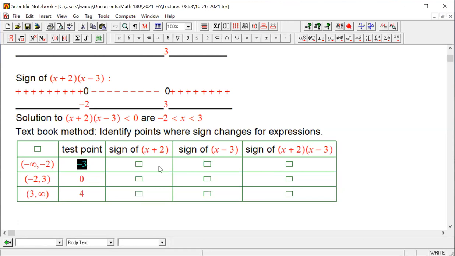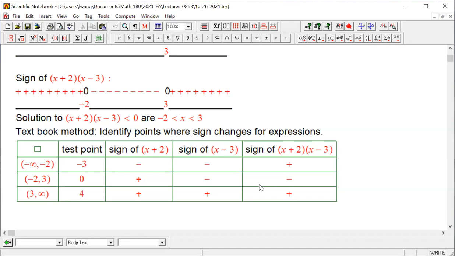So plug in this number in x + 2, then I'm going to get a negative. Here, I'm going to plug in 0 in x + 2, I'm going to have a positive. And plug in 4 in x + 2, I'm going to get a positive. Right? Am I right? Okay. And you do the same thing for x - 3. So this is going to be negative, this is going to be negative, this is going to be positive. And in the end, the product is going to be what? Negative times negative is positive. And positive times negative is negative. Positive times positive is positive.